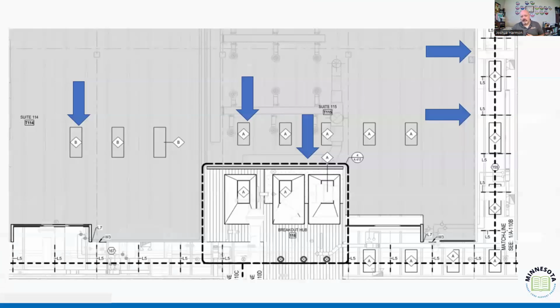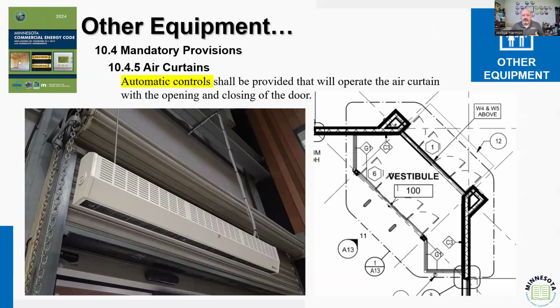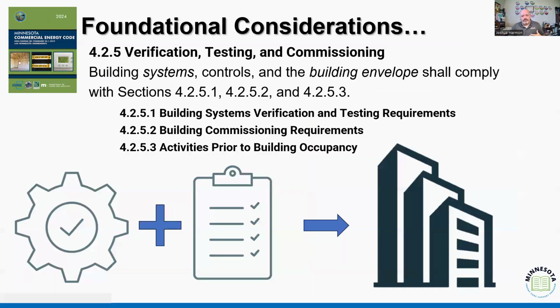Again, same thing with daylight sensing controls and different devices, pieces of equipment, whether we're talking about elevators, air curtains, vestibules, all those systems are part of the process of verifying that they work effectively, they're properly installed, and that's how we get a safe building.